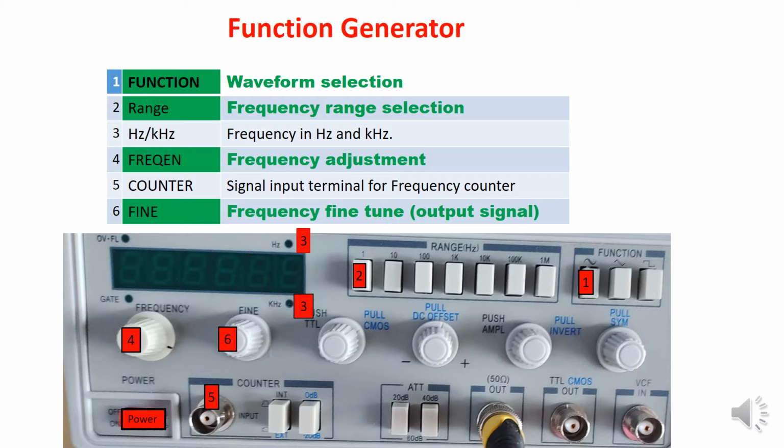Then the frequency adjustment. If you want to just adjust the frequency on this generator, you can do it from number 4, right? This is basically number 4. And similarly, if you want fine adjustment of the frequency signal which we are getting from the function generator, then you can have it from this number 6. Other functions are also available. We are not using those.